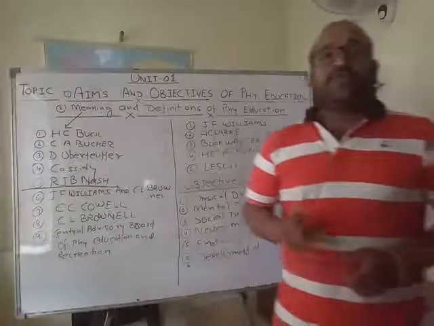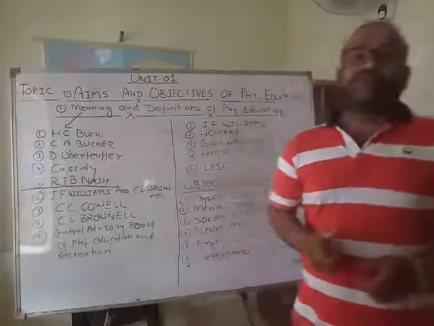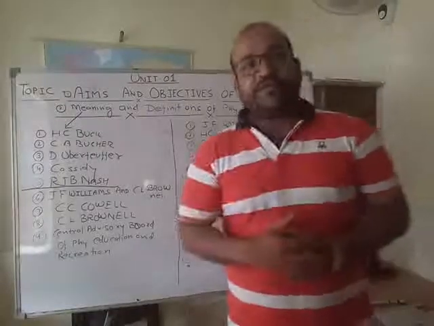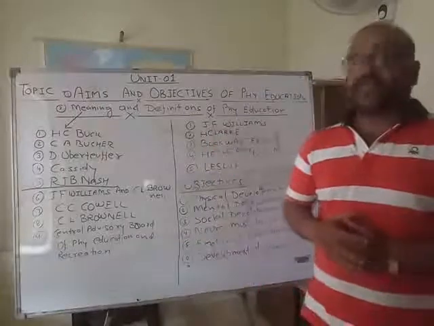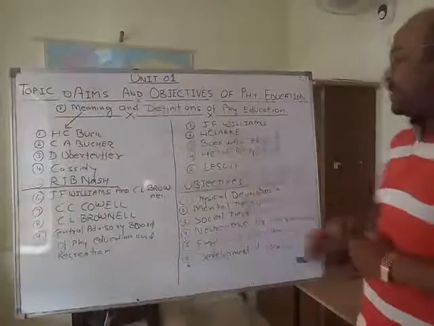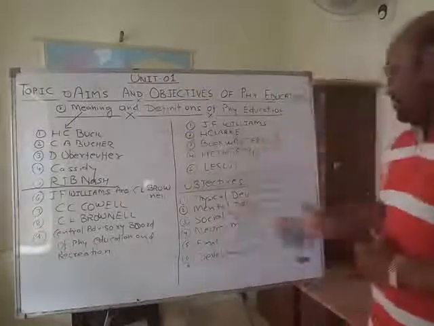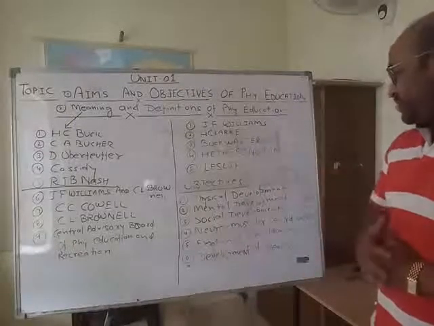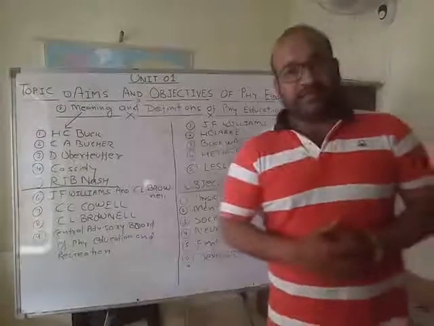After analyzing the above mentioned objectives, it can be concluded that the main objectives of physical education are physical development, mental development, social development, neuromuscular coordination, emotional development and development of health.